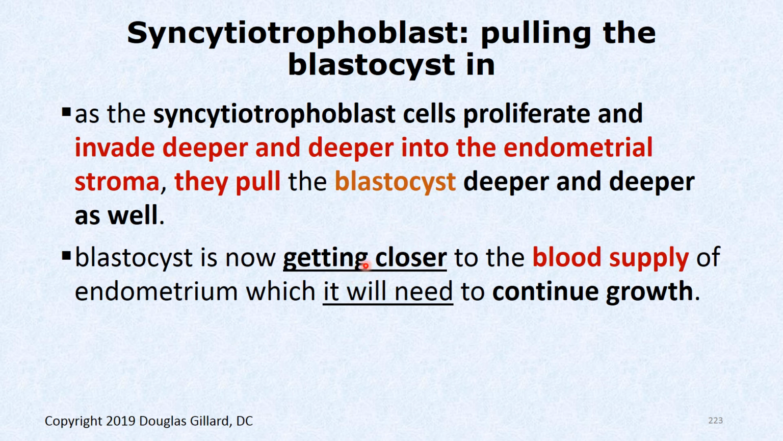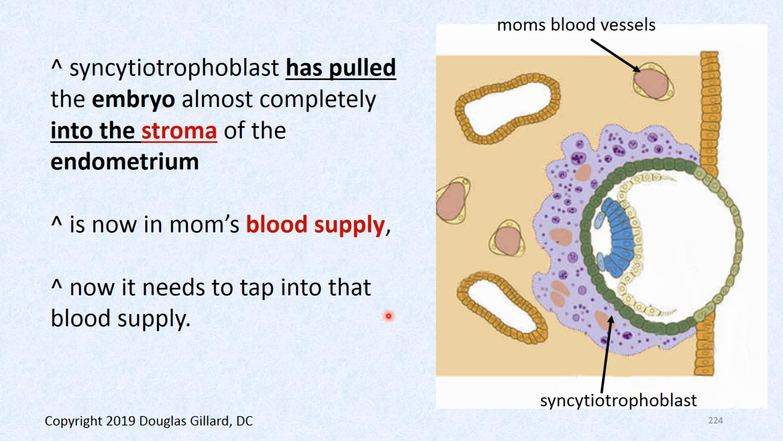It's in the blood supply already. It's not just getting closer, but it's getting closer to the big blood supply of the deeper layer of the endometrium, which has some big vessels. But now it needs to hook up to those. We'll talk about how it hooks up to those vessels next time. But yeah, so there's our syncytiotrophoblast.